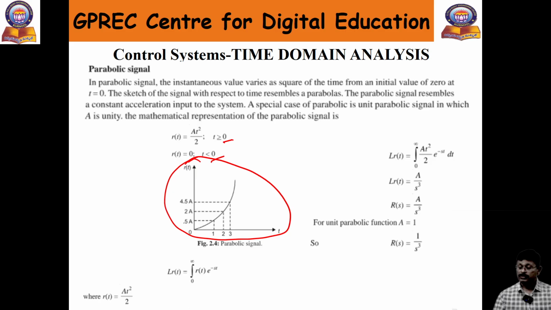Now here t square by 2. So t square means, what will you get? It becomes t cube, so it is t cube, right? So you will get a by s cube. When you integrate it, you will get a by s cubed. Okay, a by s cube.